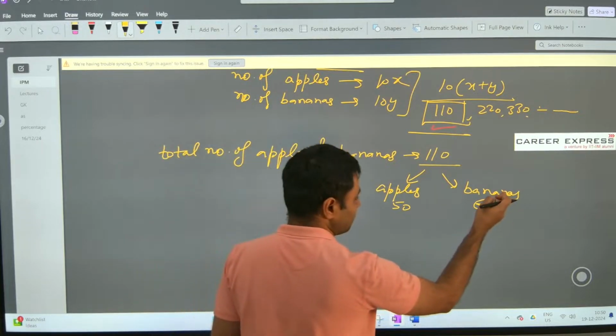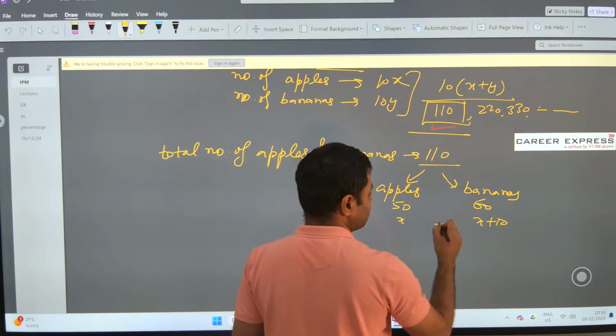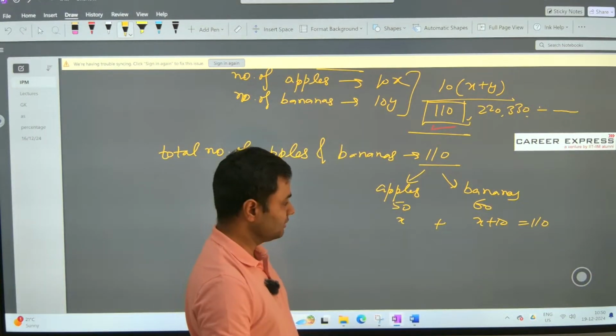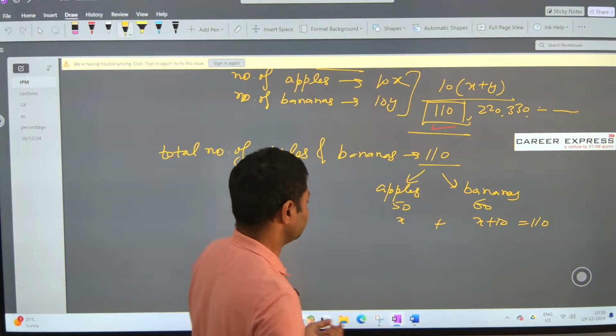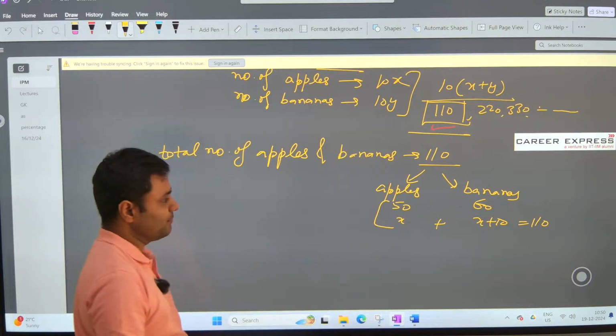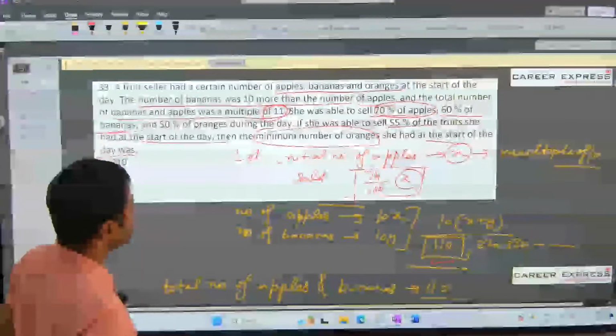Number of bananas, if you take x as number of apples, will be x plus 10 and their sum will be 110. So this is the reverse process that we have done. By solving this, we will get this 50 and this is 60. Right? So we know the number of apples and number of bananas. We'll go back to our question.